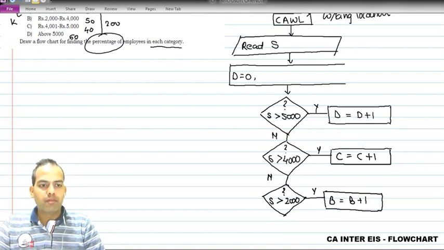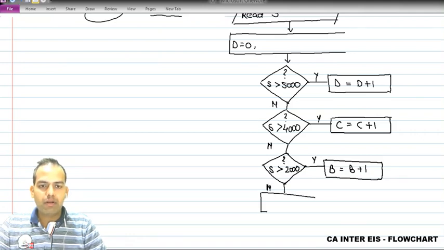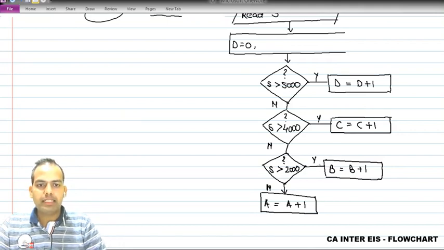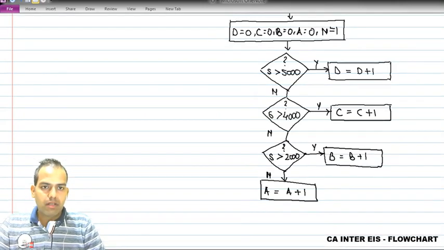But what if the answer goes negative then? No problem. That means the employee belongs to the last category, which is category A. A plus 1, having a salary less than 2,000 rupees. So this again I have to define here. A is equal to 0, B is equal to 0, C is equal to 0, and D is equal to 0. And I will have N for the number of employees as 1. Now let's see.